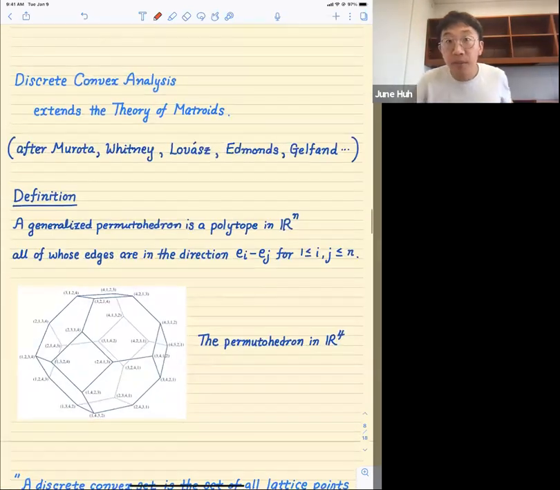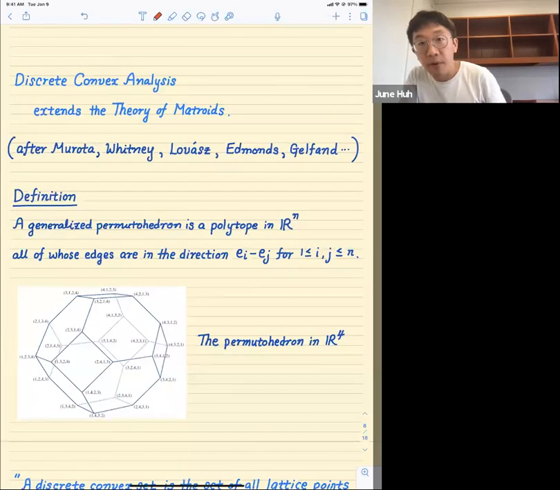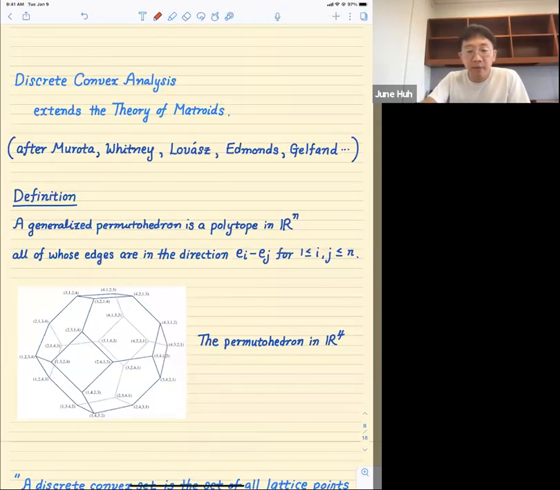So in order to introduce the key definition to be used in the main theorem, let me digress into the realm of discrete convex analysis. This whole thing extends the theory of matroids, and the main definition, which is very simple to state, was earned after generations of hard work by excellent mathematicians like Whitney, Lovász, Edmonds, Gelfand, Goresky, MacPherson, and so on. And the main definition is that of a generalized permutohedron.